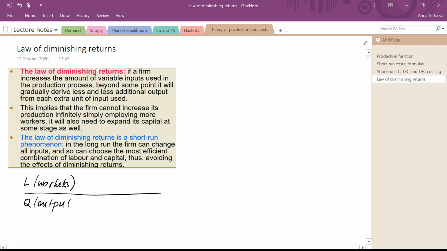And we are going to plot this data. Initially, we don't employ anyone at all, and obviously our output will be equal to 0. So let's just draw this. This is our output level, which is a function of labor, which we use in the production process. And initially, when we don't employ anyone, our output is 0.